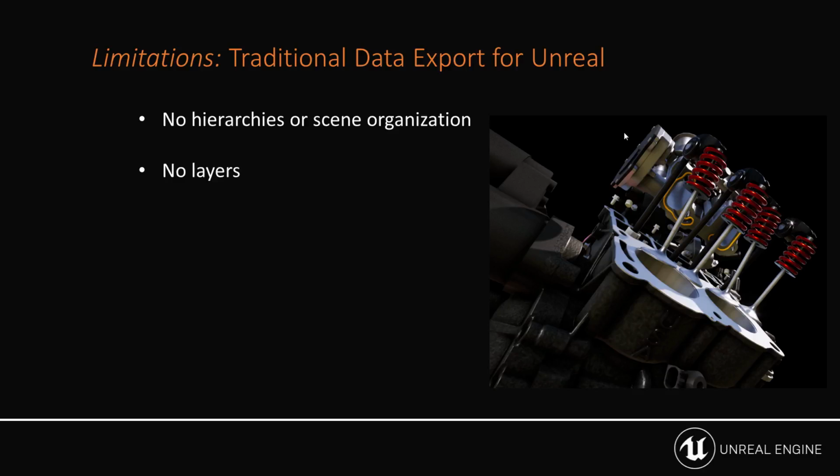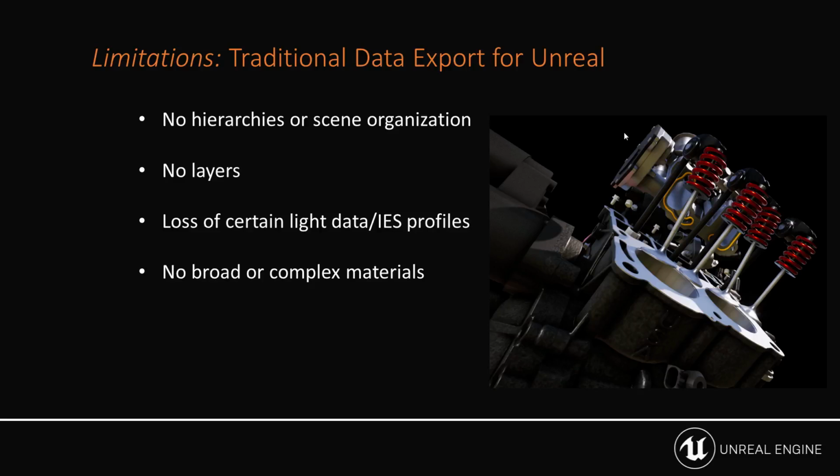As I mentioned, we lose certain light data. If you're working with profiles like IES profiles, that connection will be lost. Unreal supports those profiles, but that connection will be lost. So that's important to understand. What I'm referring to here is that you have a 3D content creation package, for example, and then you have Unreal Engine, and in between we have this file format, say for example FBX, that can become the limiter between the two packages. So we really need to be aware of these gotchas when working in these traditional data export workflows as well.